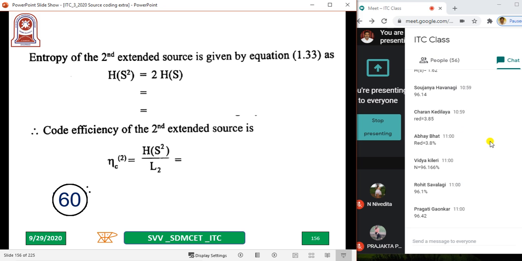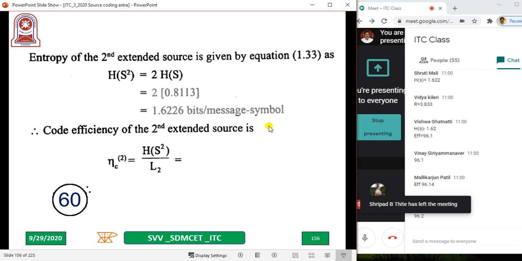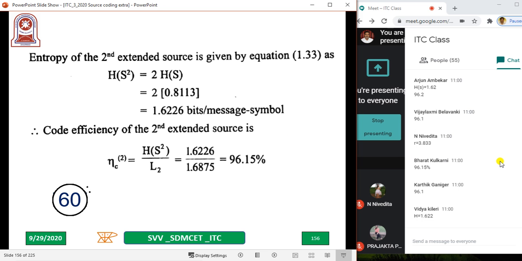So let me show you the answer. Pragati has 96, Rohit has 96.1 and Pragati 96.4, Priya Patil, Shruti, Mali, Vishwa has typed the answer. Good. Efficiency 96. And let me show you the answer. What I got? 96.15 I got. Vijayalakshmi has got the same answer. Karthik, Vidya, Nivedita, Prajakta, Amrita, Shivani, Kulkarni. Redundancy she has told 3.86. Of course, 100 minus. Abhishek Kulkarni has got the same answer. I'll wait for another 10 seconds. Then we'll go to the next.